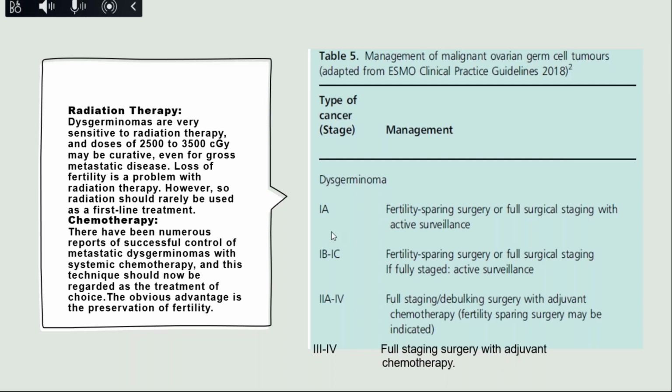One thing I have to mention is that germinomas are very sensitive to radiation as well as chemotherapy. So why are we choosing chemotherapy? This is because the dysgerminoma can occur at a very early age, below 30 years of age. So there is a chance of loss of fertility when radiation therapy is given. That's why we avoid the radiation therapy and we go for chemotherapy.